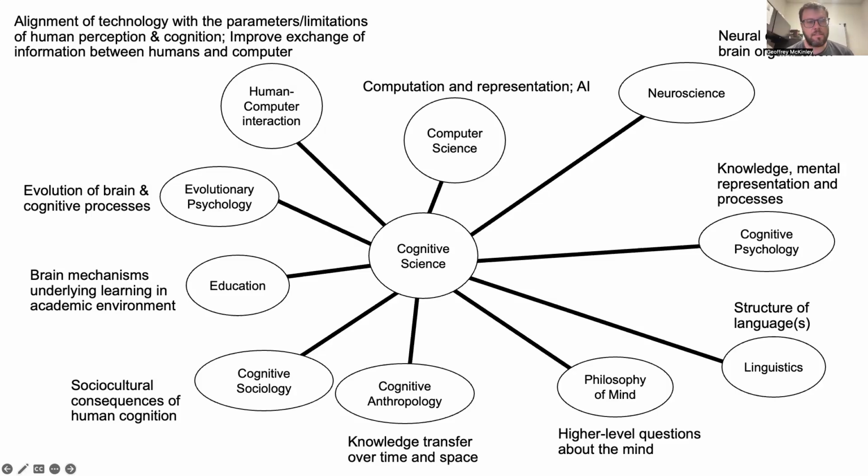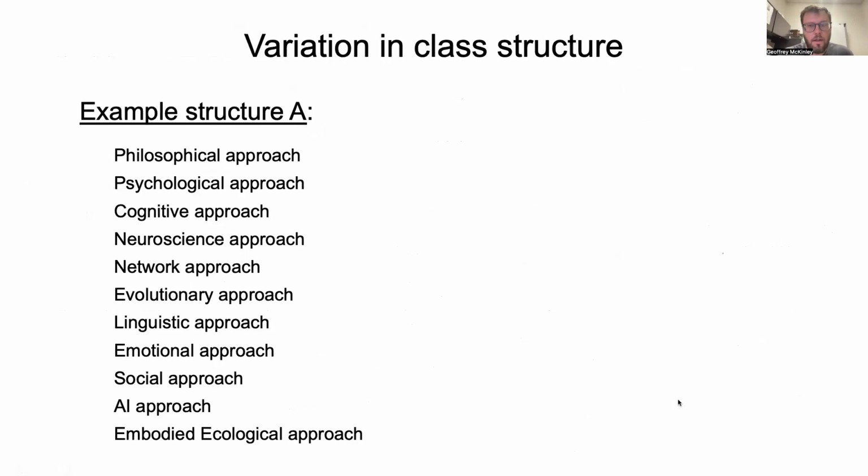Okay, so as I mentioned in the last video, there's a lot of variation in how this class is taught. In fact, a cognitive scientist sent out an email to a bunch of other cognitive scientists who've taught this class and asked for their syllabi. There were two approaches or example structures that I found. One is to just teach cognitive science from different perspectives: the philosophical perspective, the psychological perspective, the cognitive perspective, the neuroscience perspective, and so forth.